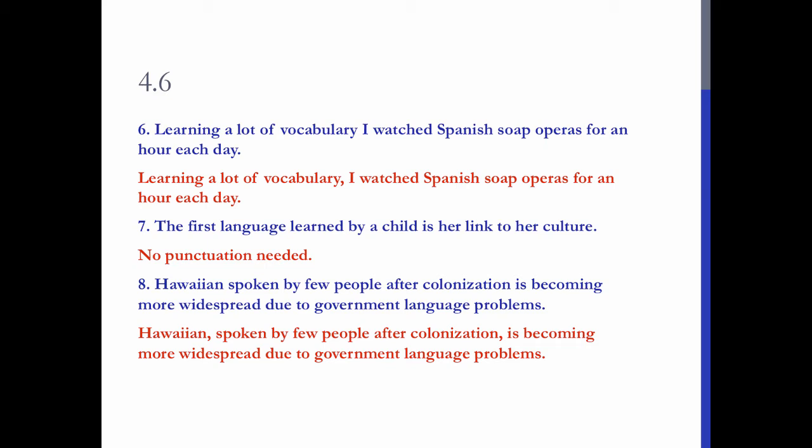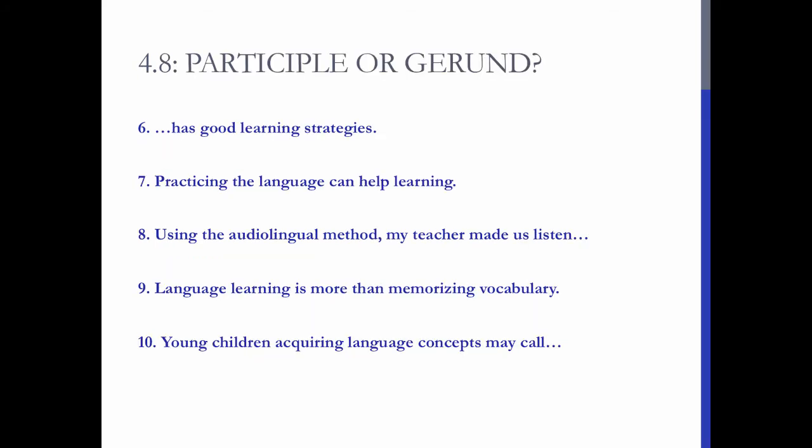Number 8, we do add the commas. So spoken by few people after colonization. There is one Hawaiian, right? Because there is one Hawaiian language, this is just extra information about one thing, right? If there were many types of Hawaiian, then there would not be commas because we would need that information to help us identify which one. But the commas here actually tell us, hey, there's just one. This is extra information about that one.